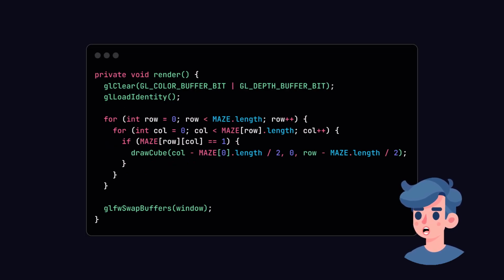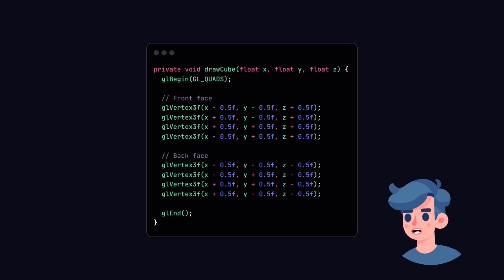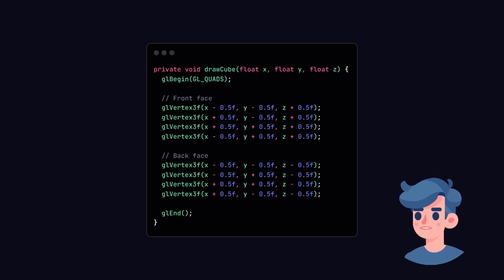We can loop through our maze 2D array and draw cubes for each path and walls. Let's implement the rendering logic. Next, we need to define how to draw a cube using OpenGL calls. This function will be called from our render method to draw the maze walls.